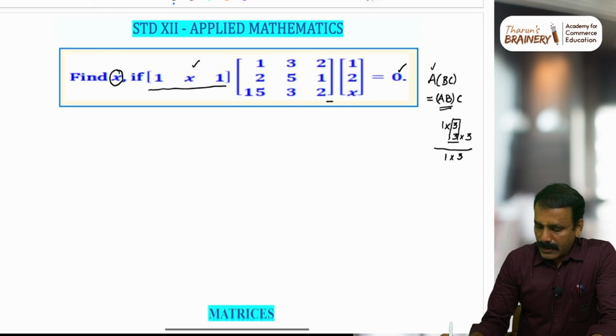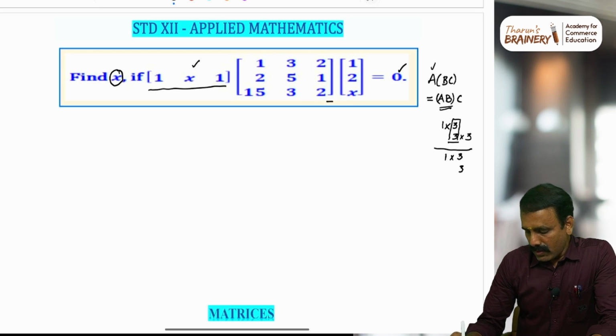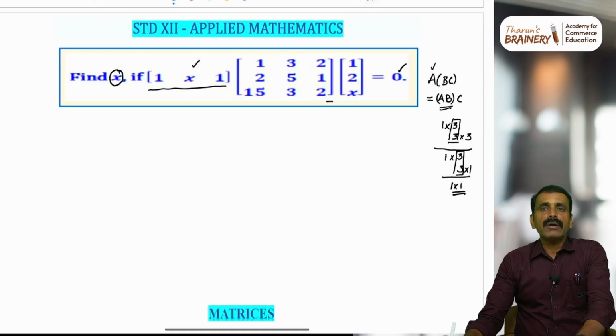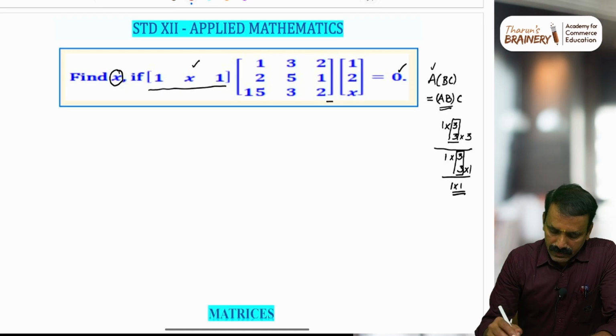Now AB I am going to find out. Then AB is going to be multiplied with C. What is the order of the third matrix? It is going to have 3 rows and 1 column. So I can multiply again. So 3 and 3 are the same. The resultant matrix is going to be 1 by 1, a matrix of order 1 by 1, which means it is going to have only one element. So we start finding the solution now.